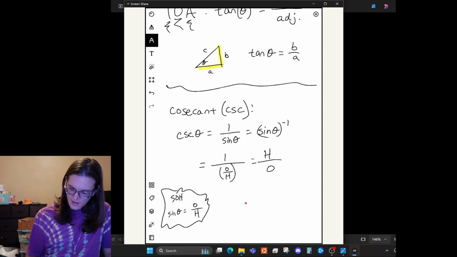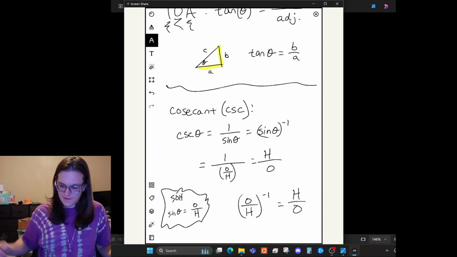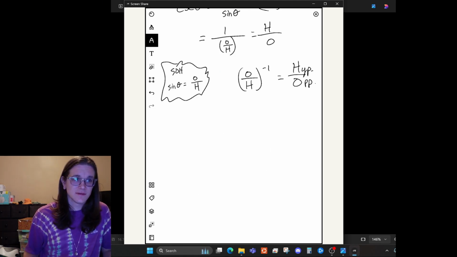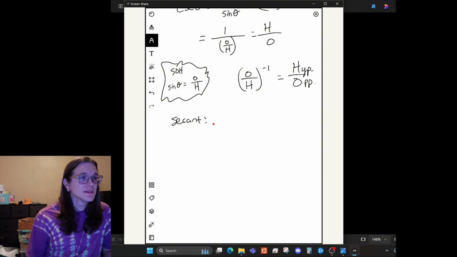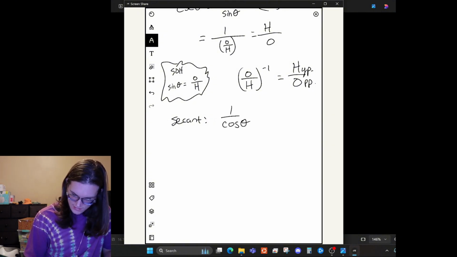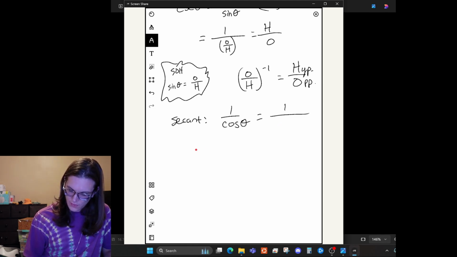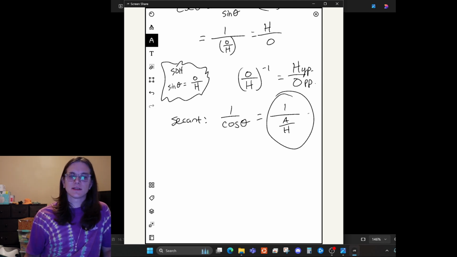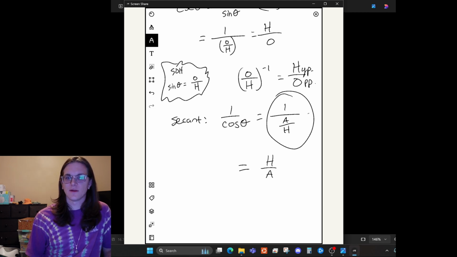And if you happen to see this, it's also not scary. Don't be afraid of that. It means this. That's it. You're just flipping sine upside down. So let's see, secant is 1 over cos, right? 1 over cos, which again is equal to 1 over, so CAH is A over H, so 1 over A over H. Fractions like this look goofy, but it's just 1 over something is the thing that you're saying, just flipped.